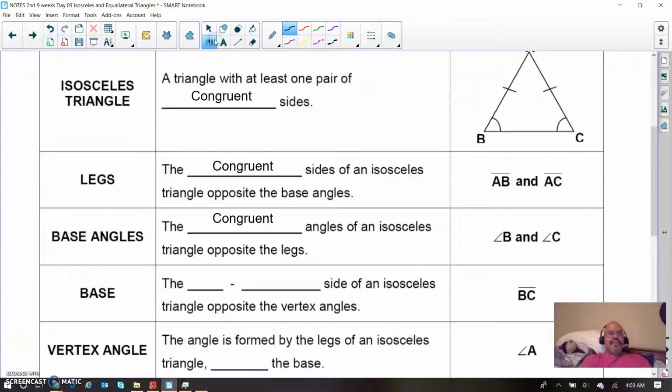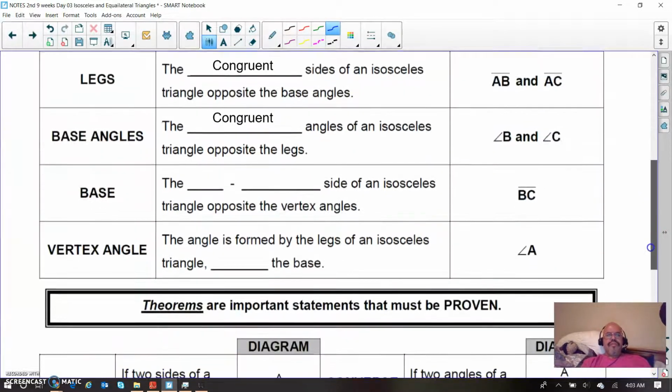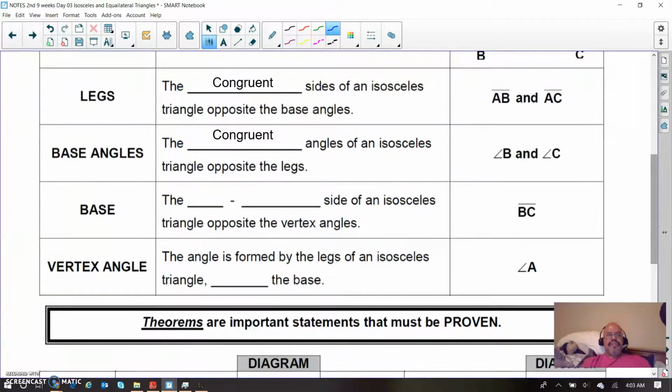If you take a look at sides B and C, this side right here, which is included in between, is like the sandwich. This is the bread, and this right here is the meat of the sandwich. Right in between the two base angles is always going to be the base of the triangle. So it's always the included side, the side in between the base angles.